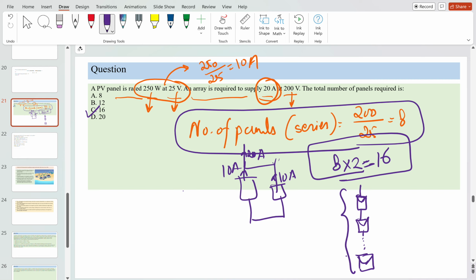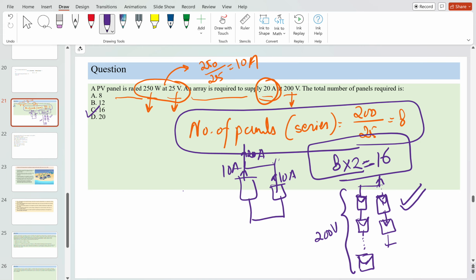Okay, so this is coming out to be 200 volt, and then you have to make sure that the same current which is required is delivered. So we make two such systems to make the current flow at 20 amps. Okay, so it will come out to be 16. So 16 is the correct answer, option C.